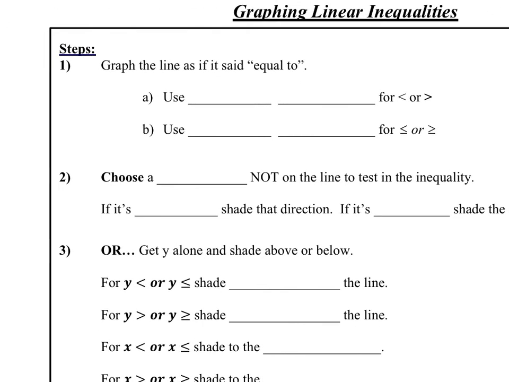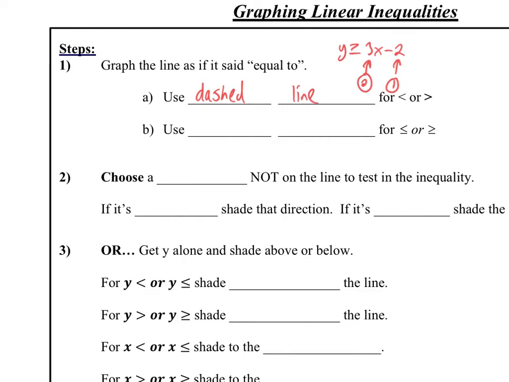Step 1 of graphing a linear inequality is to graph it as if it said equal to. So if it were y is greater than or equal to 3x minus 2, you would graph your b first. Then you would use your slope to find the other points on the line. But we have to be careful because after we graph it, we're not going to use a solid line all the time. We may use a dashed line or a solid line. If it's less than or greater than, we're going to use a dashed line.